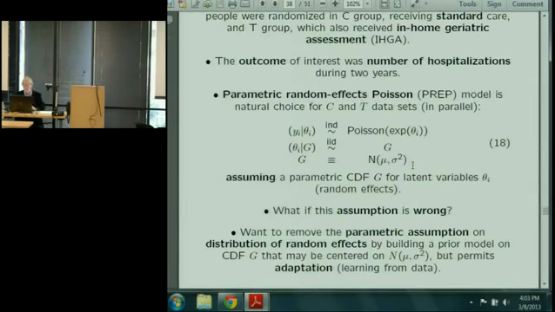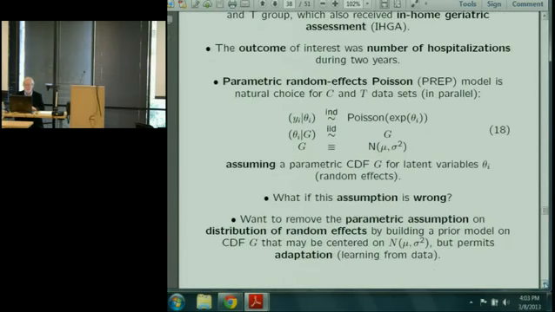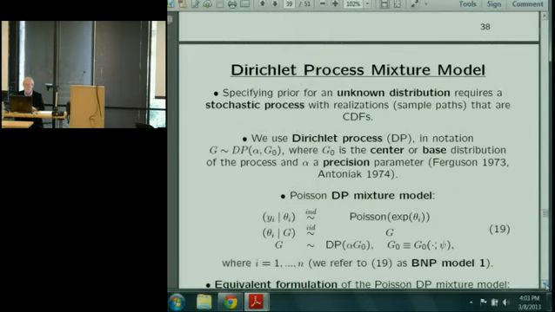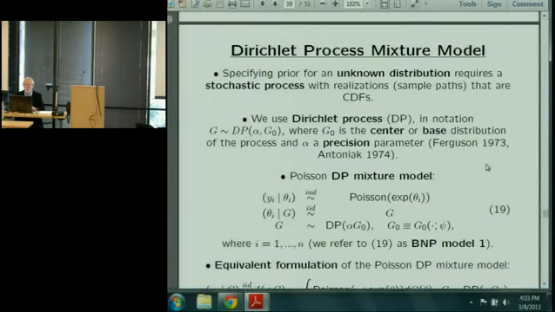So what if that assumption's wrong? It would be great to try to remove that assumption by building a prior model on that capital G that we can center on the normal distribution, but it allows us to learn what the right answer is from the data rather than just dogmatically sticking with the normal. And so the formulation of that corresponds to this new idea.